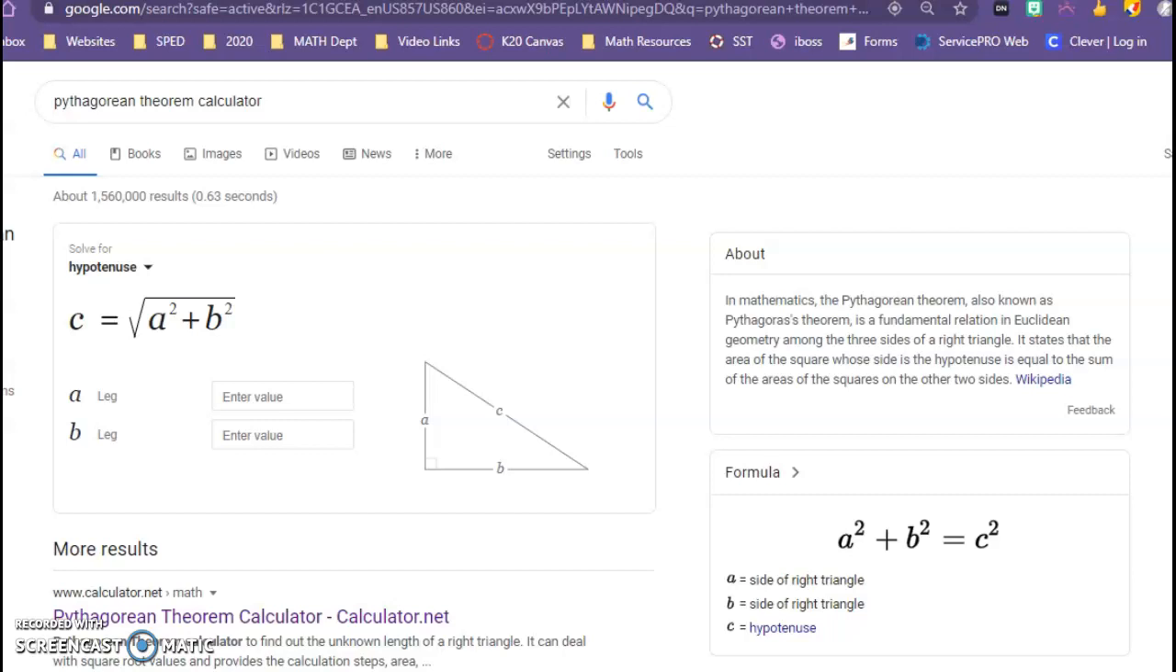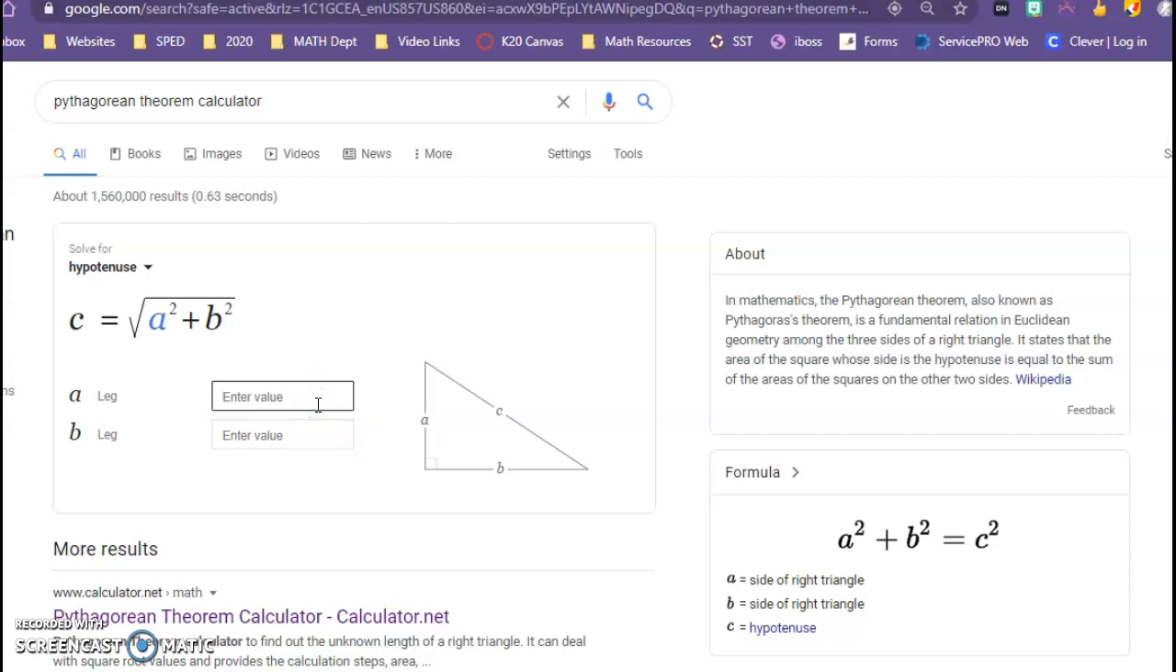Okay guys, I'm going to show you a really awesome tool that Google has that you can use on your Chromebooks. So, we can use a Pythagorean theorem calculator that Google has. We want to solve for the hypotenuse, which is the distance across from the right angle. And we enter the values from our legs.